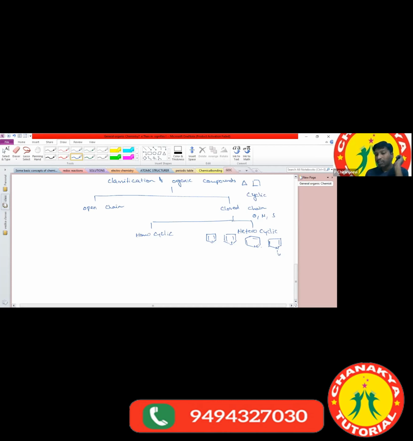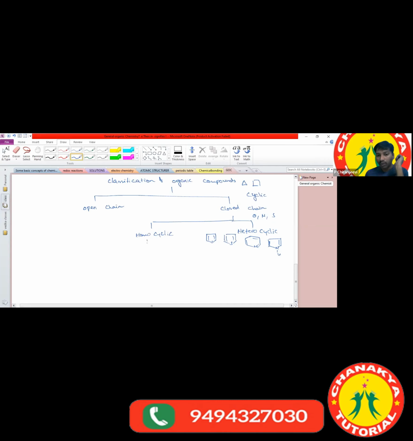Based on this, sometimes they ask a question giving some structures: which of the following is a heterocyclic ring? A heterocyclic ring is one in which a carbon atom in a cyclic ring is replaced by other elements, either oxygen, nitrogen, or sulfur.